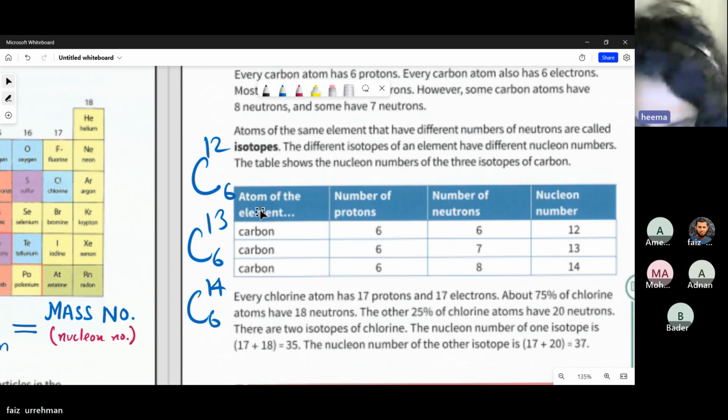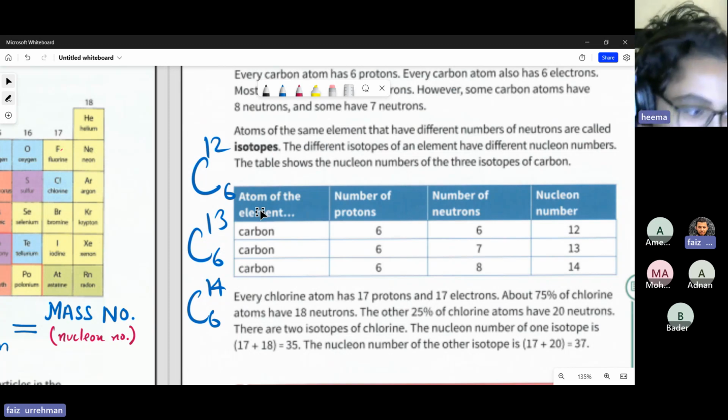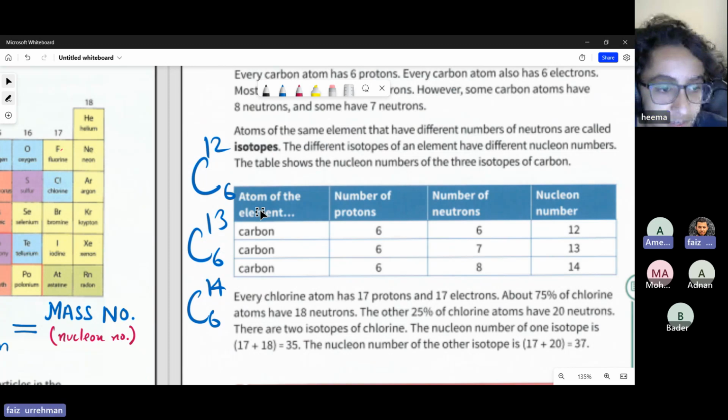It's okay, Mister. In isotopes, the atomic number is the same, but the mass number is different. Okay. That's it for today.